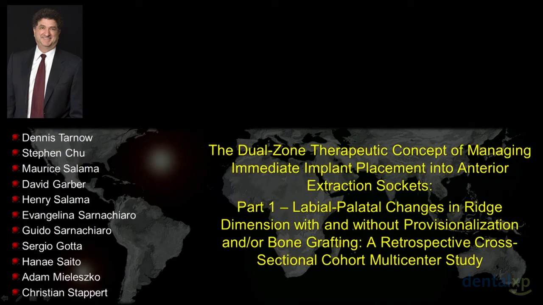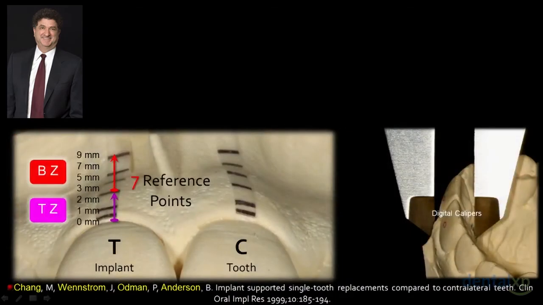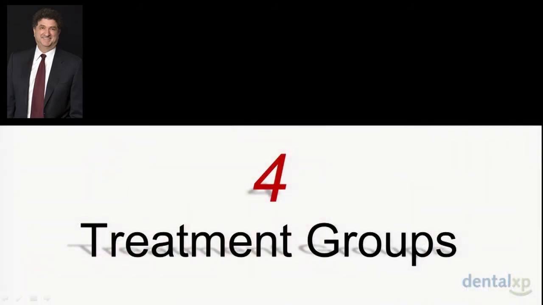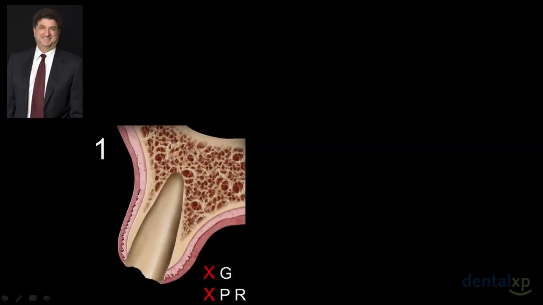Now here's the new research that I want to share from our multi-center study along with the Garba Salama group and Goldstein group, and you see also from Guido Sanacchiaro down in Argentina. So to get enough N value. What we did was we measured 7 reference points, 9 millimeters up from the contralateral side. 4 treatment groups. Let's go through them quickly.